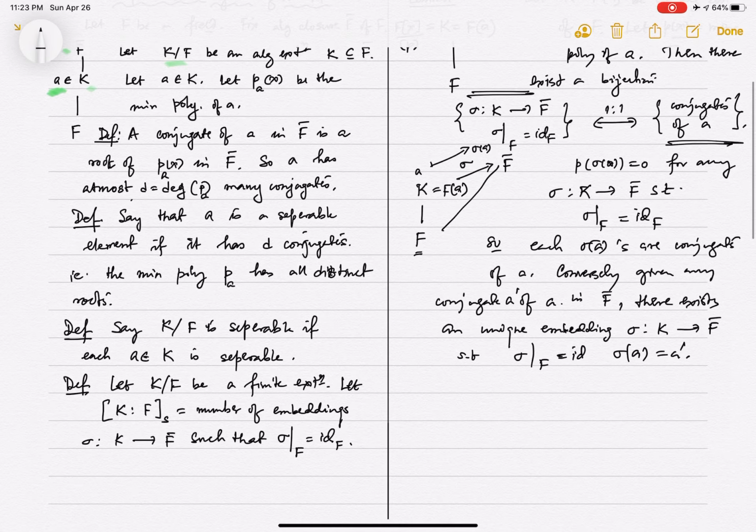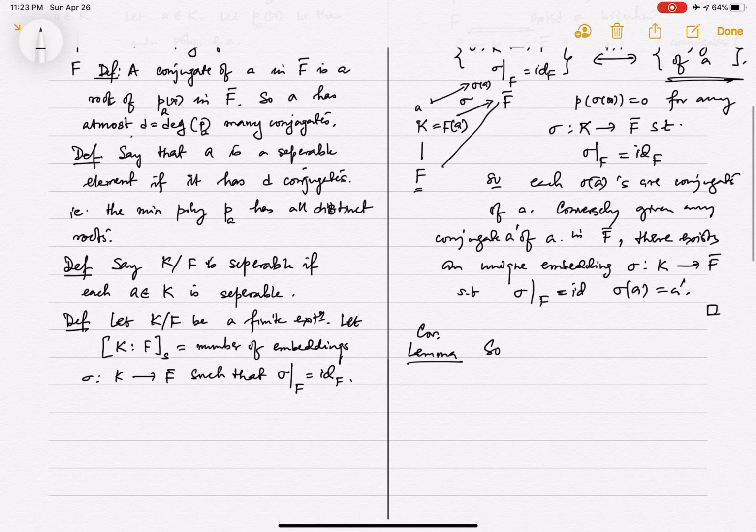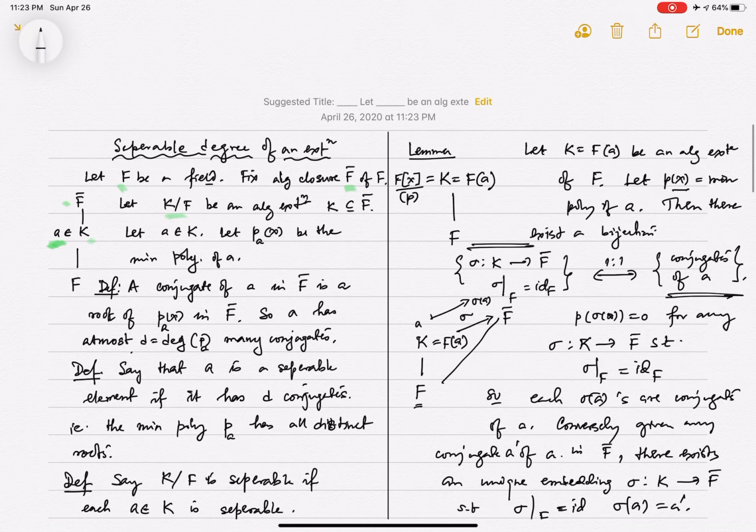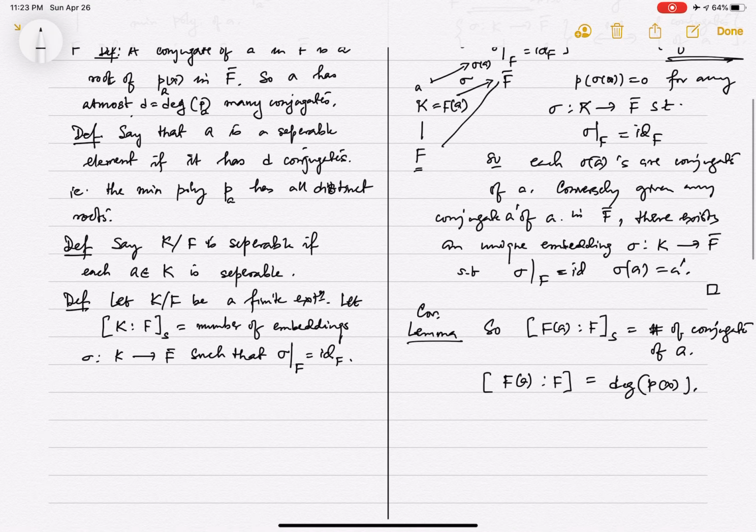So the consequence of that's the proof of this lemma. Or maybe you should call it a corollary: the separable degree of this extension is the number of conjugates of A. On the other hand, the degree of the extension, you would remember, is equal to the degree of the minimal polynomial. Right? Because the extension, after all, is F(A), since F(A) is, after all, F[x] mod p.